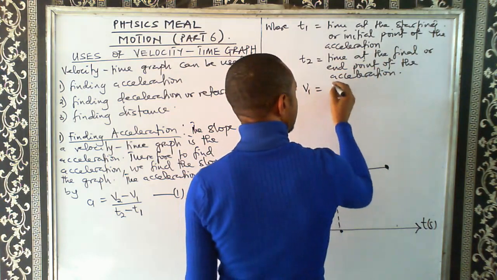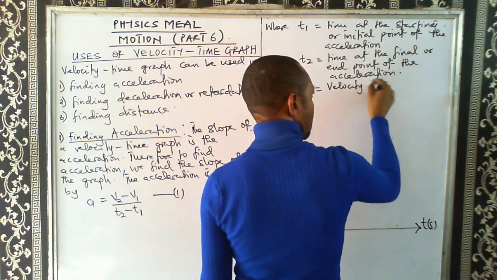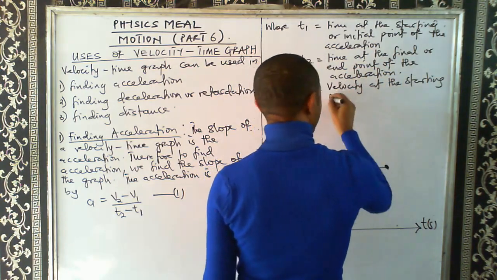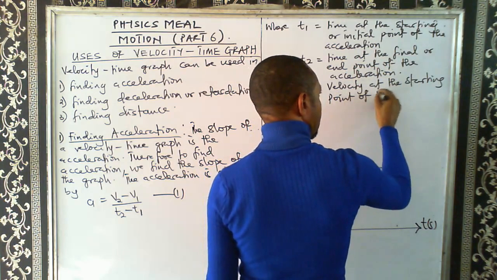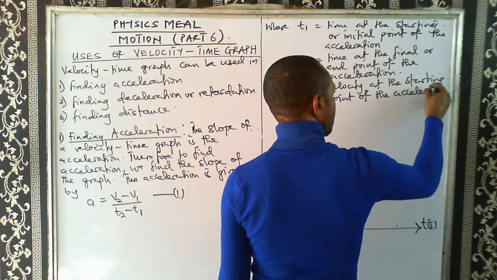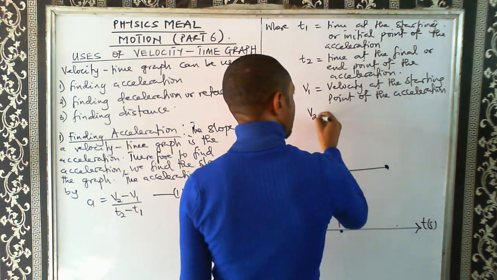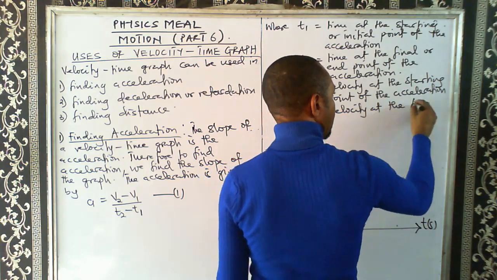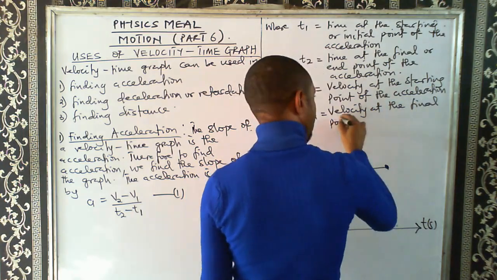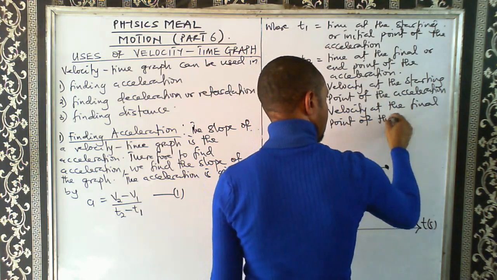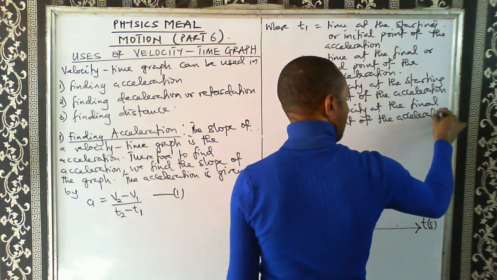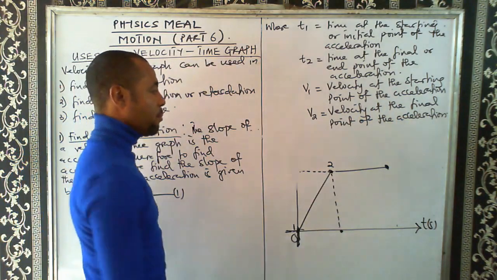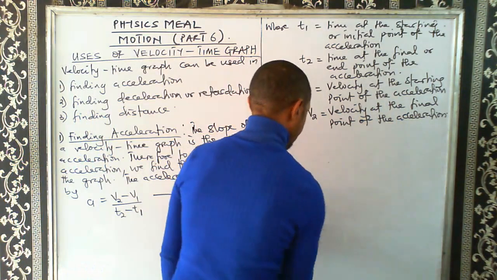Then V1 is the velocity at the starting point of the acceleration. Then V2 is the velocity at the final point of the acceleration. So you must know those points like I've explained. Make sure you know the points. Very, very important.